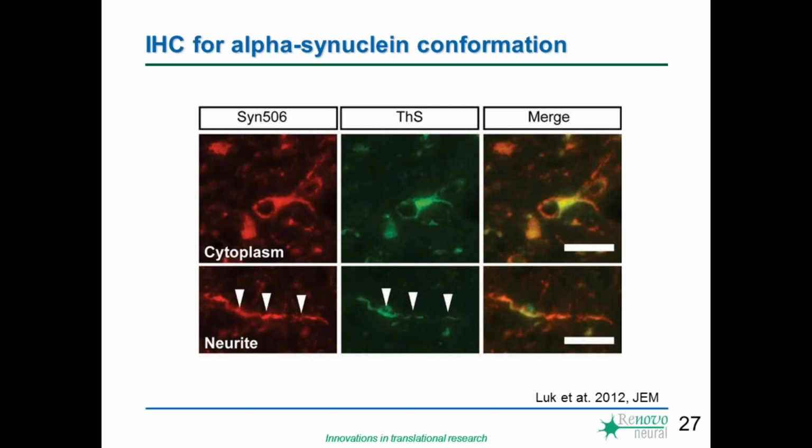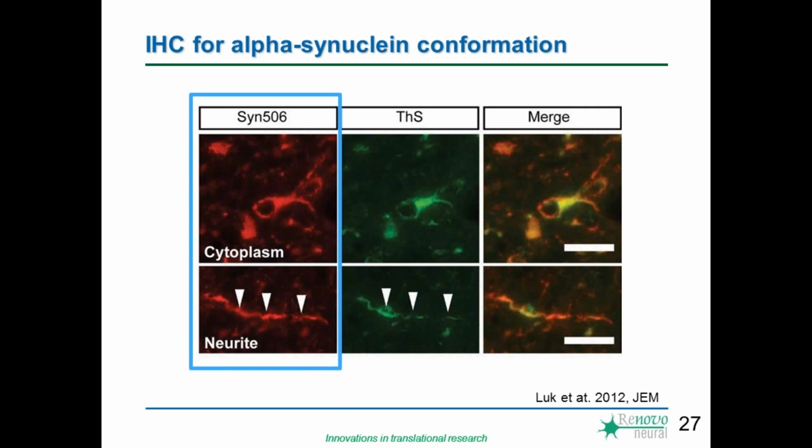Zooming in even further, when using IHC, one can ask questions about the alpha-synuclein conformation and its cellular localization. Alpha-synuclein misfolding into amyloid sheets and accumulation in the form of Lewy bodies are key hallmarks of PD. There are a few reliable alpha-synuclein rodent models that recapitulate those phenomena.